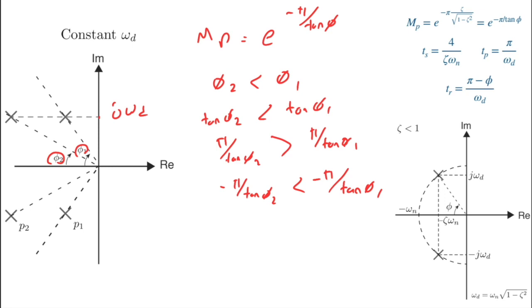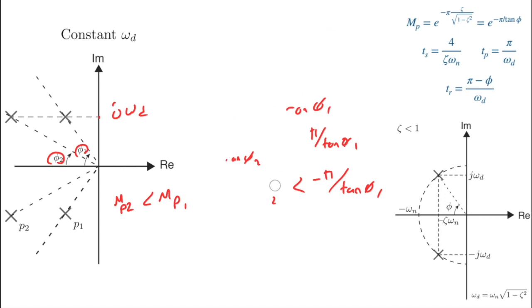So since we have a larger magnitude but with a minus sign, it is lower in general. What's happening to overshoot is that we decrease the overshoot. So in that respect, MP2 is less than MP1.